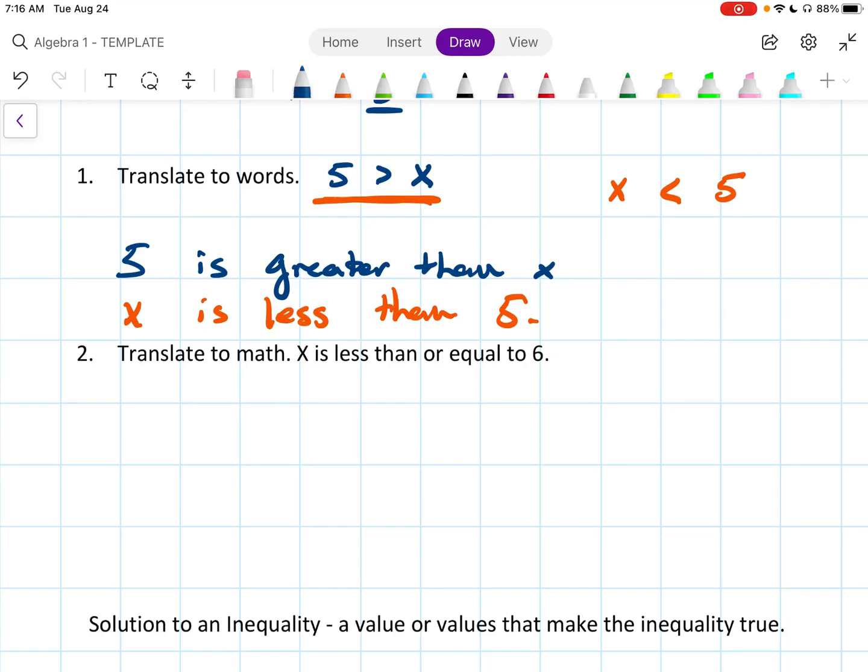Number 2, translate into math. X is less than or equal to, so we're going to need that line, 6. So x is less than or equal to 6. Right? It's that easy.